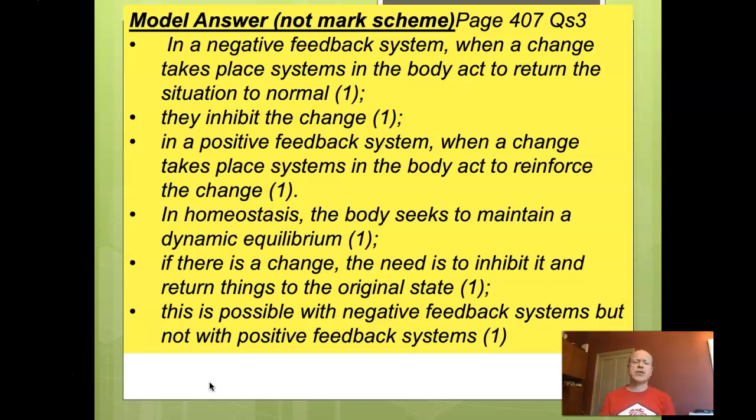In homeostasis, the body seeks to maintain dynamic equilibrium. In other words, you're trying to keep a level at a constant level, at a balance. Dynamic equilibrium. In other words, the levels go up, down, up, down. So they're always staying around that certain level. They just fluctuate slightly above and below, above and below, above and below. If there's a change, then they inhibit it and return it back to, or near to, the original state. And they say normally this is possible with negative feedback, but not possible with positive feedback. So positive feedback is much rarer in nature than negative feedback.